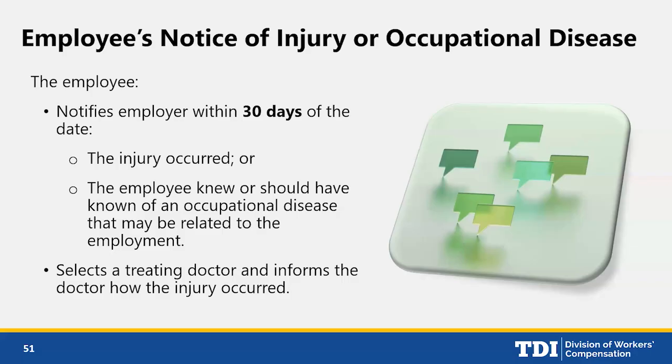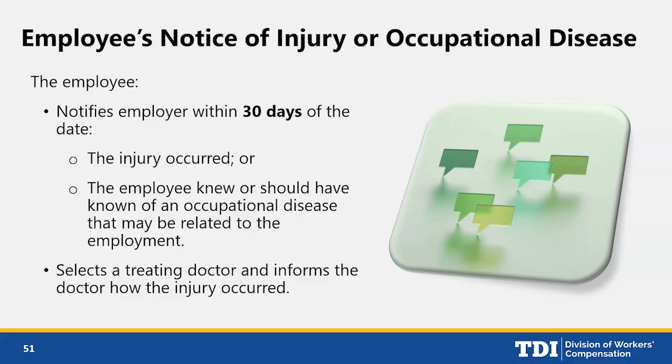The employees, let's talk about the employees' notice first. The employee, if they're injured, notifies their employer within 30 days of the date the injury occurred. Hopefully, they're letting you know right away. Or say they had an occupational disease. It should be if the employee knew or should have known of an occupational disease that may have been related to employment, 30 days after that date when they realized that occupational disease was probably work-related. Now, that is their responsibility.